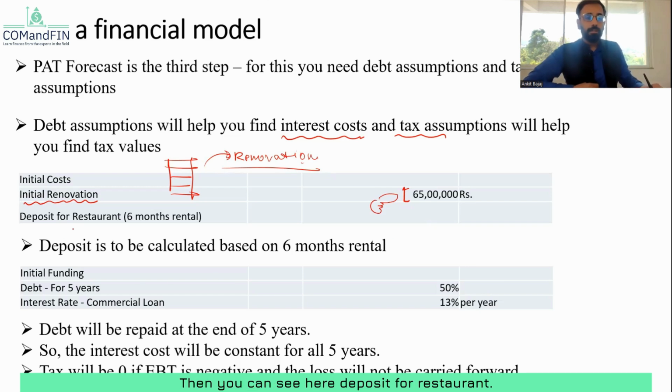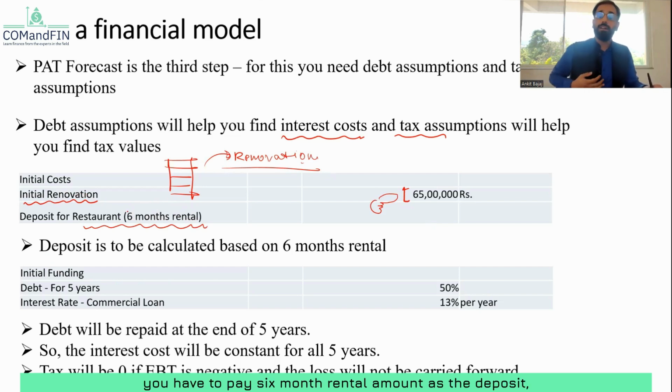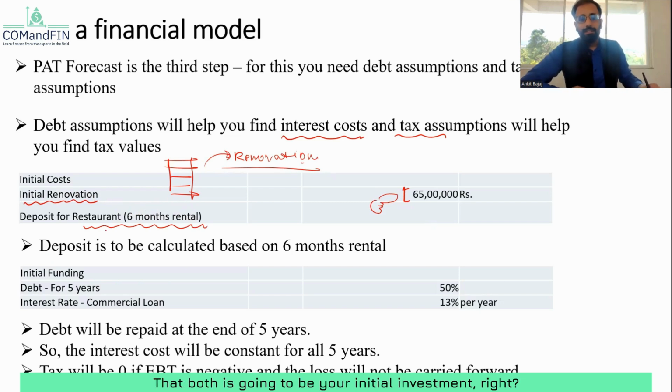Then you can see here deposit for restaurant. Here, you have to give 6 month rental as the deposit, right? Apart from initial renovation, you have to pay 6 month rental amount as the deposit. Both of them, that is renovation and deposit, together are going to be your initial investment.